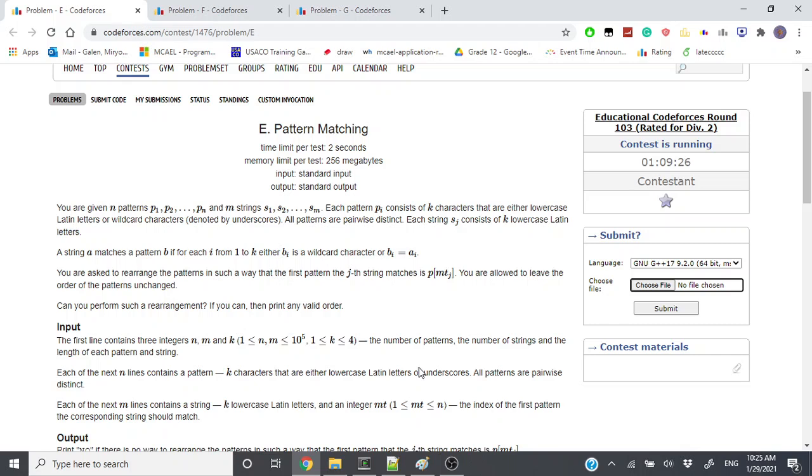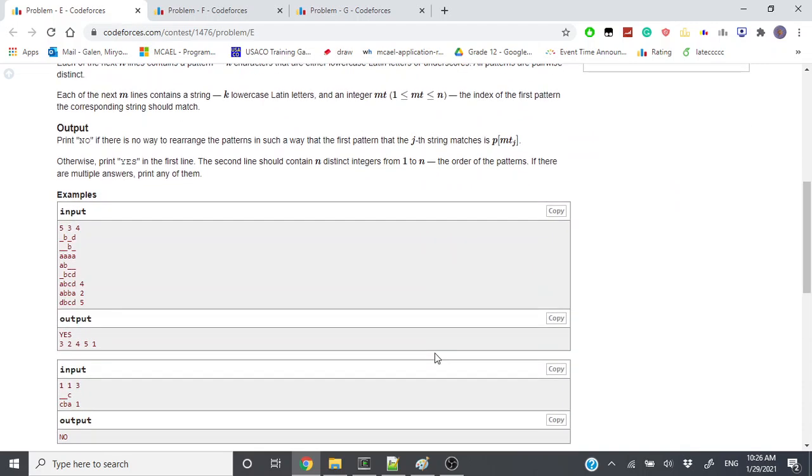That's kind of interesting. All right, wait. So if we go from left to right, then we sort of have this requirement that we have. The first pattern the j-th string matches is p_mtj. We're allowed to leave the order of the patterns unchanged. Why mt? What does that even mean?